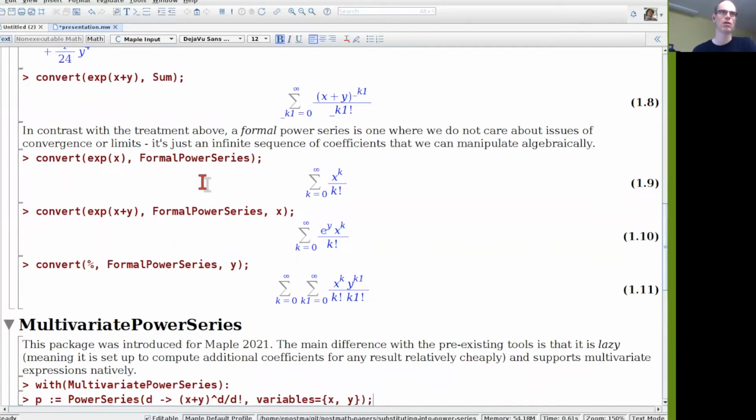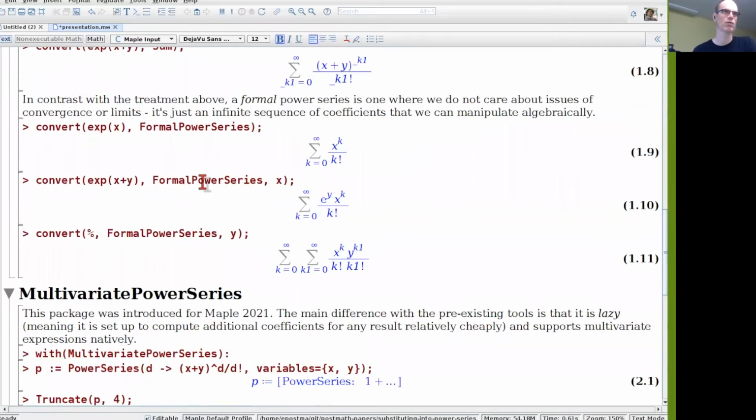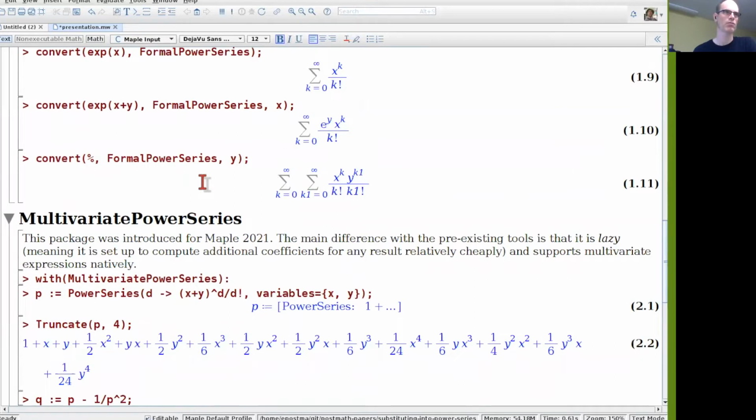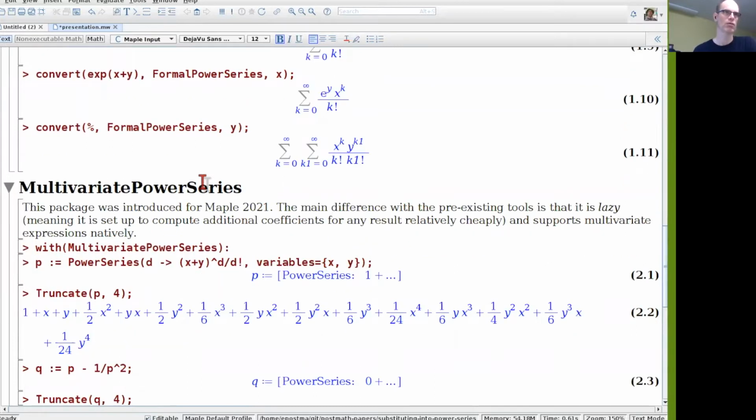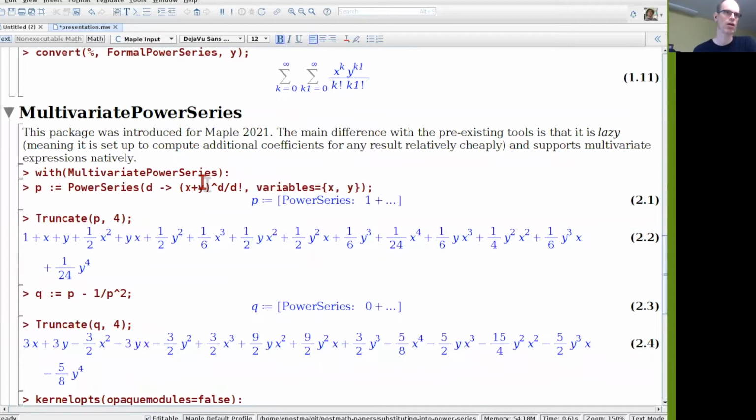So this was described at last year's Maple conference, but I'll give you a very brief demo of what sort of things it does. So you create the power series, and now you can ask it to truncate this power series at degree 4. You can also do arithmetic with these power series and compute the result up to degree 4.